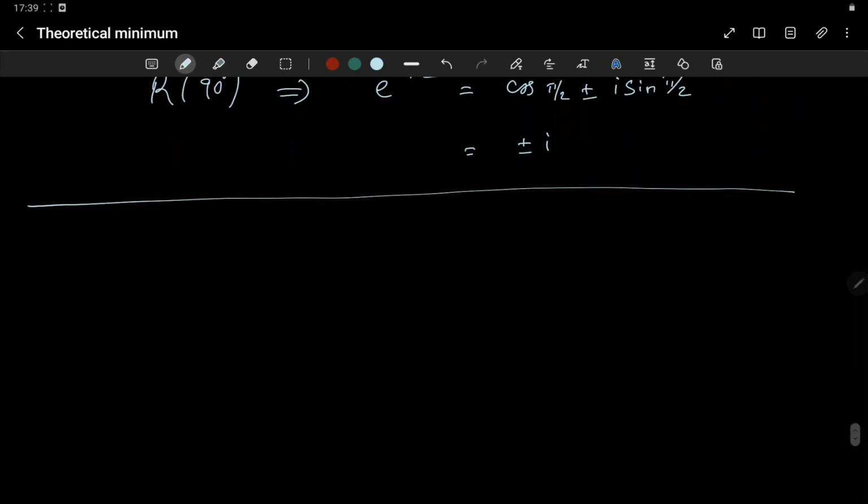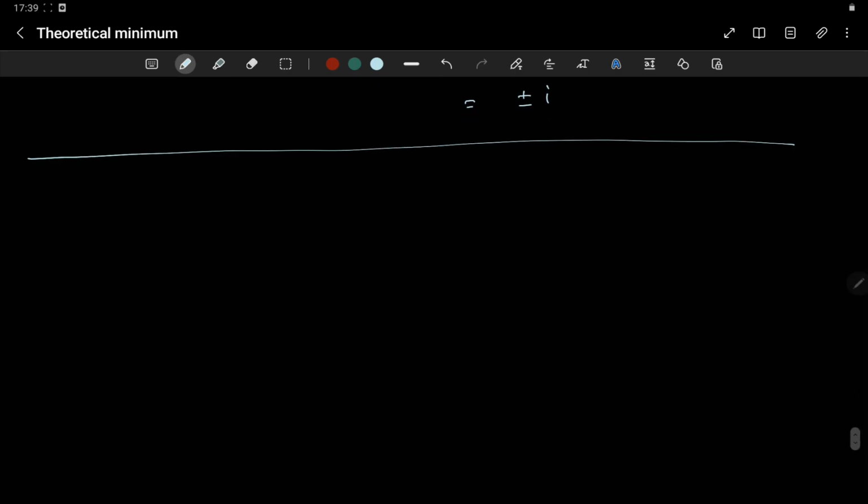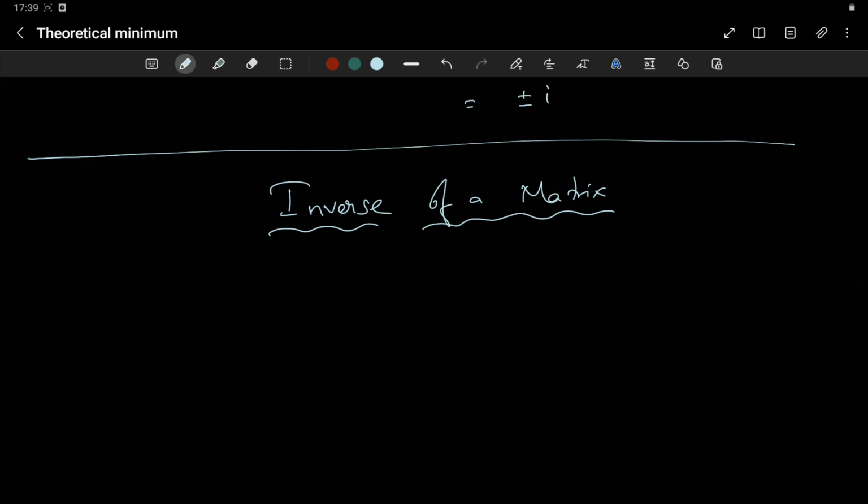Now what we shall do is we will discuss the inverse of a matrix. So let's go with what the inverse is. What do you think an inverse of a matrix is?